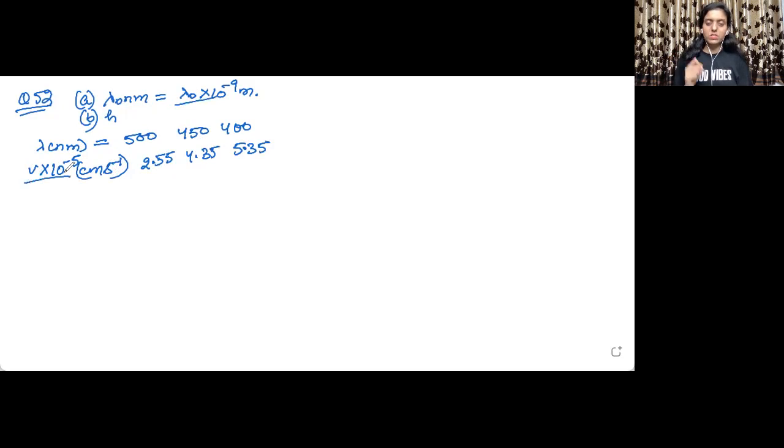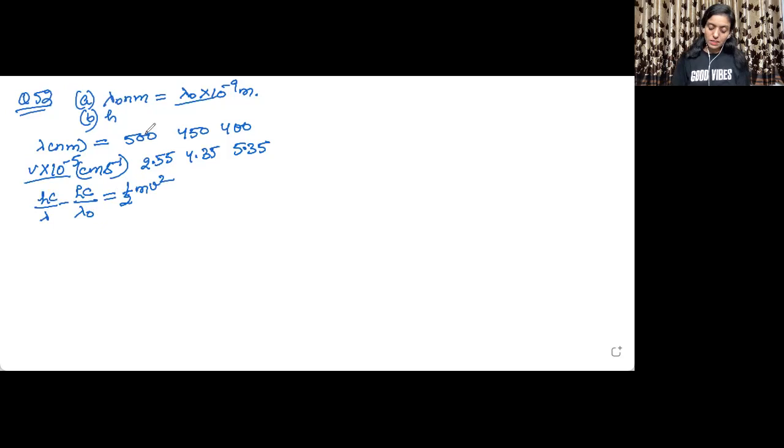From this velocity, we can get the kinetic energy, and kinetic energy is the total energy of the photon minus the threshold energy, that is the work function. So hc upon lambda minus hc upon lambda naught is equal to half mv square.